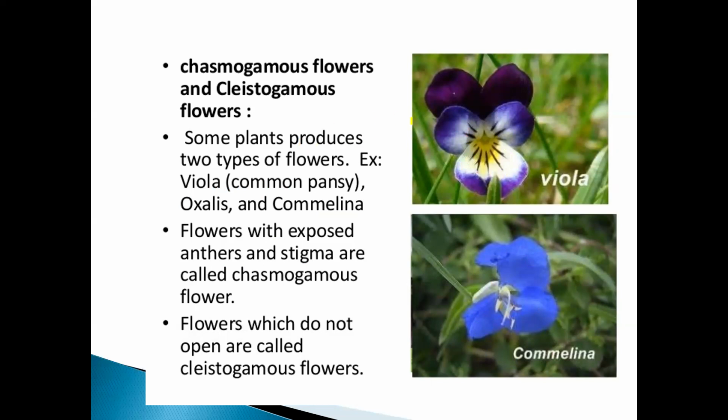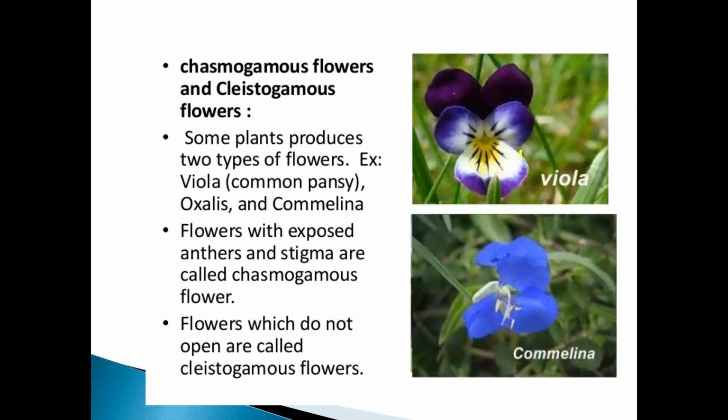Now, Chasmogamous flower and Cleistogamous flower. Some plants produce 2 types of flowers. Examples are viola, oxalis, and commelina. Flowers with exposed anthers and stigma are called chasmogamous. Do not get confused. Those flowers which have anther and stigma exposed are known as chasmogamous. Whereas the flowers which do not open at all, remain closed all the time, and the pollination takes place within them when they are closed, are known as cleistogamous flowers. Differentiation is important, students. Examples are important. Viola, commelina, and oxalis. You need to remember these names.